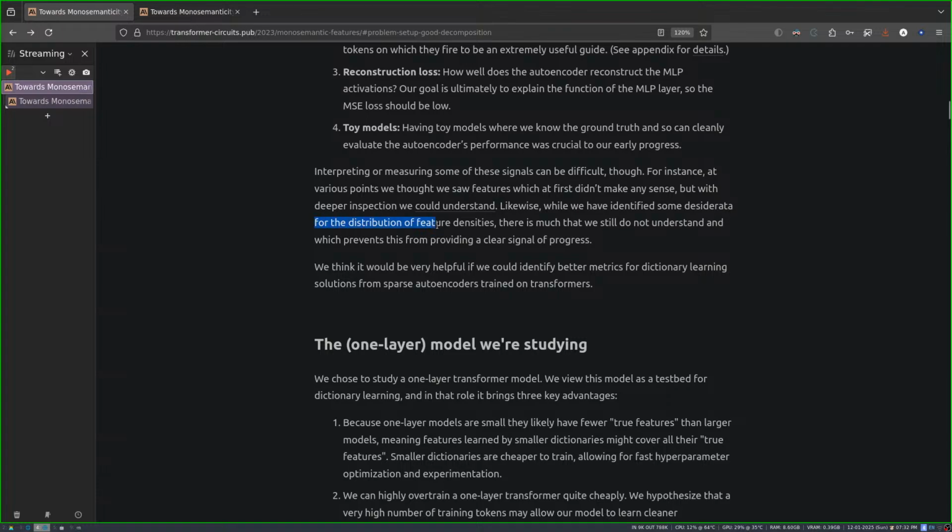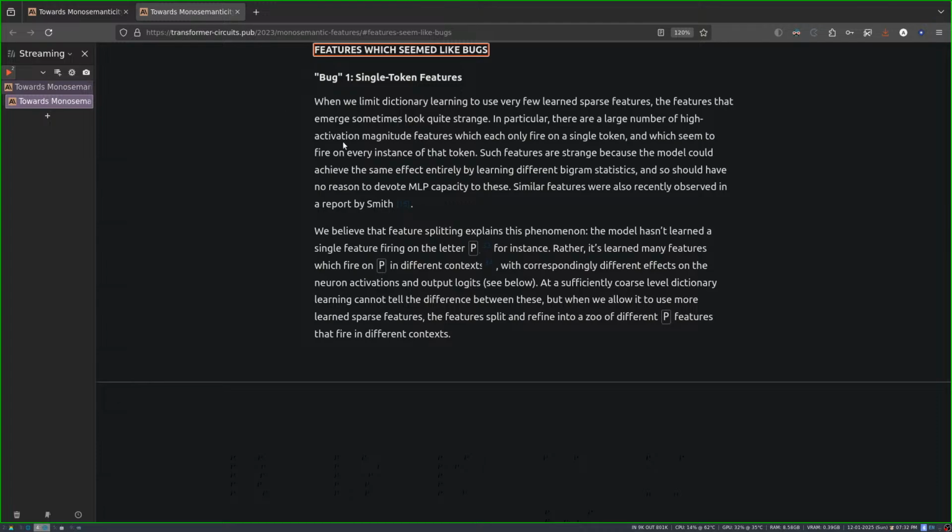Likewise, while we have identified some desirable things for the distribution, there is much that we still don't understand. We think it would be very helpful if we could identify better metrics for dictionary learning from sparse autoencoders trained on transformers.